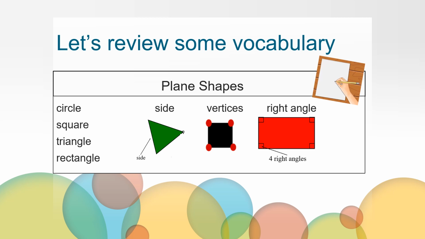Let's review. How many vertices are on your circle? You should have 0. How many vertices did you show on your square? There should be 4 vertices. You should have 3 vertices on a triangle, and 4 vertices on a rectangle.